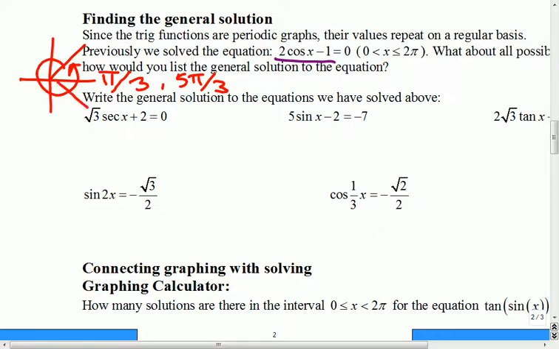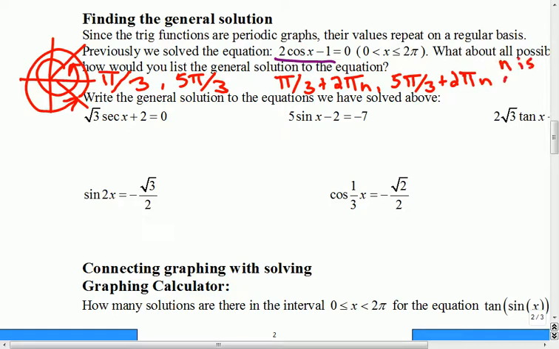If I was at 5 pi over 3 and I moved by that same amount, I'd be right back there at 5 pi, well, that would be 11 pi over 3. And it would keep repeating. So to find the general solution here, we would come up with pi over 3 plus 2 pi n and 5 pi over 3 plus 2 pi n. And of course we have to say n is an integer, just so we're clear.